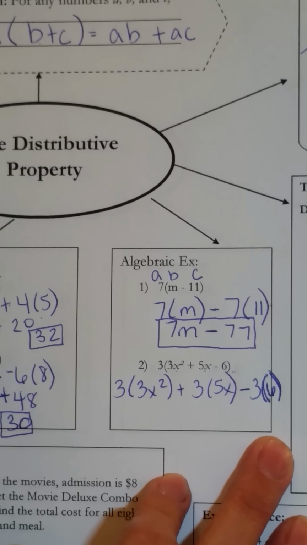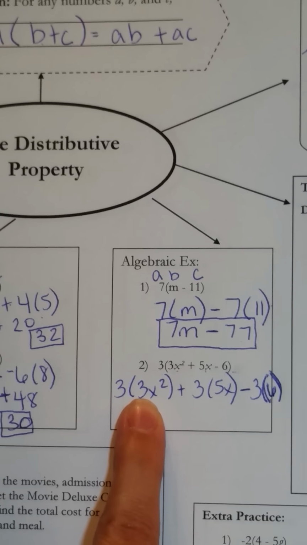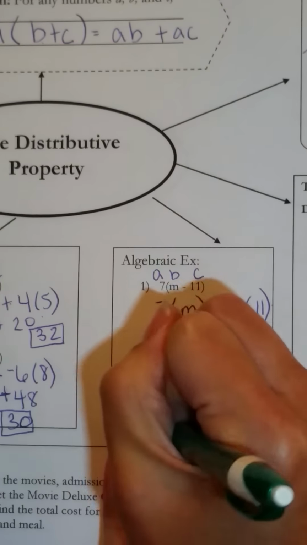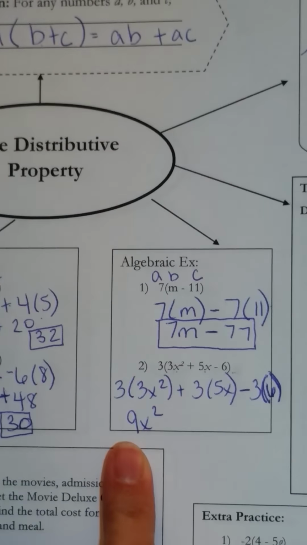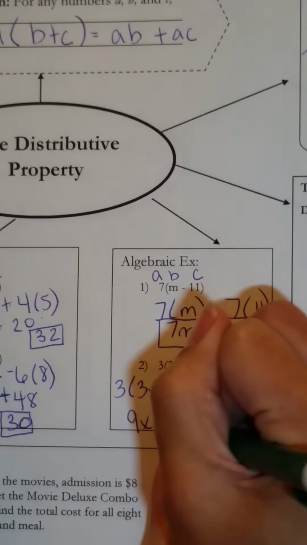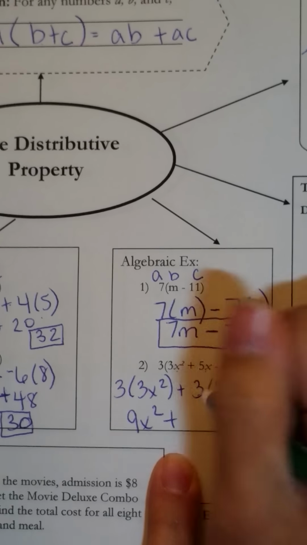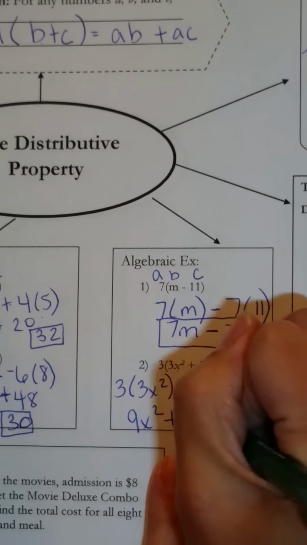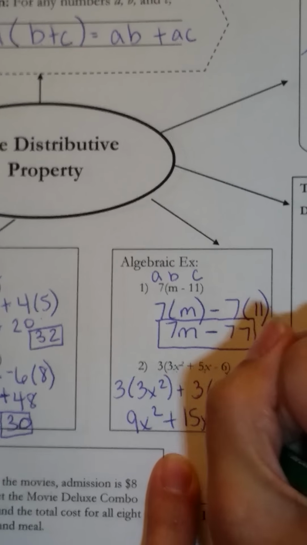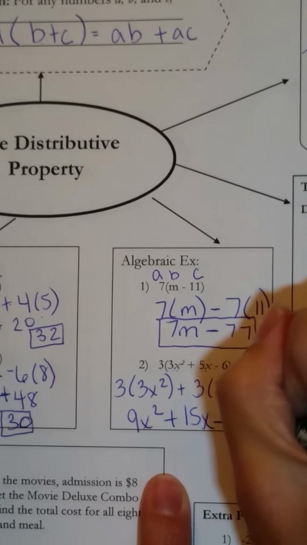Okay. So now I'm going to go ahead and multiply. So 3 times 3, we all know is 9. And then just attach your x squared, guys. You don't need to square the 9. Just attach your x squared. Okay, plus. And then I've got 3 times 5x. Well, 3 times 5 is 15. And just attach your x. And then I've got minus 3 times 6, which is 18.